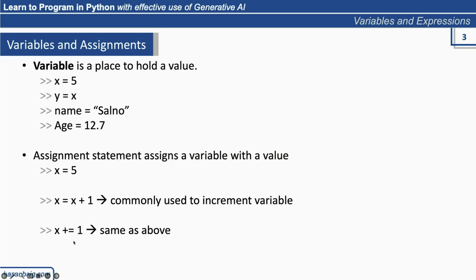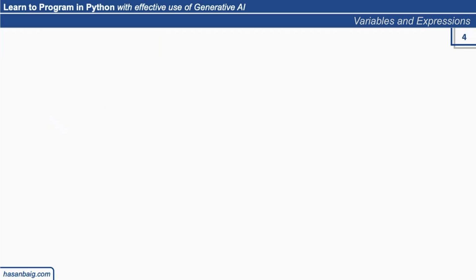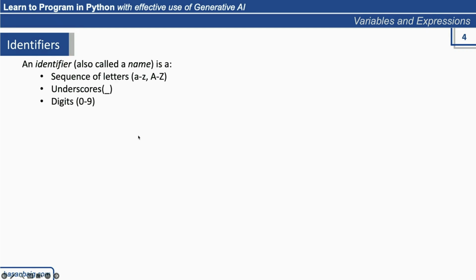Any question so far? This is a very common operation that we use in for loops and in looping statements. We will be talking about it later. So let's proceed ahead with the next thing, which is identifier. So an identifier is just a name that you give to a variable.